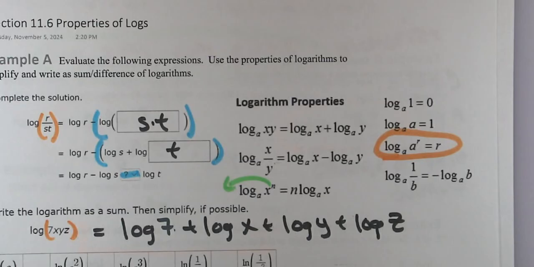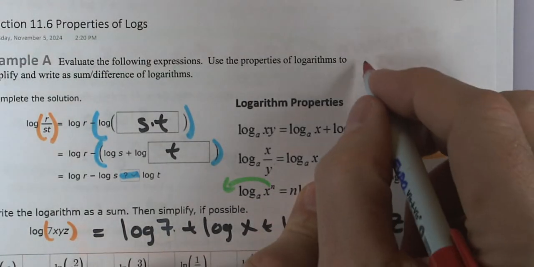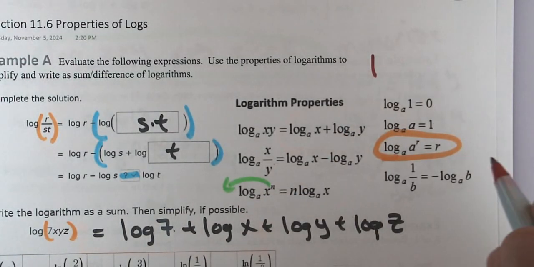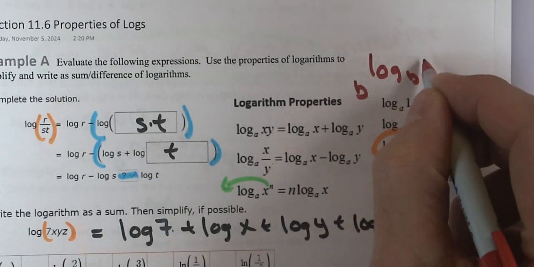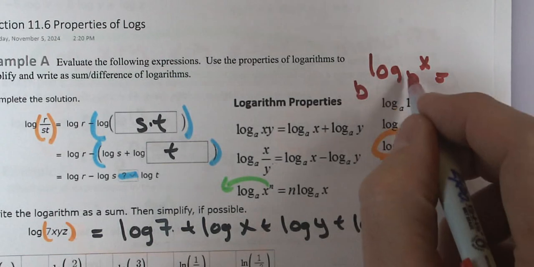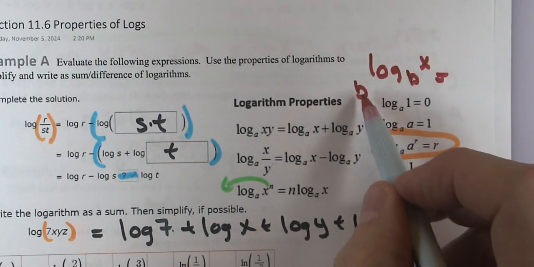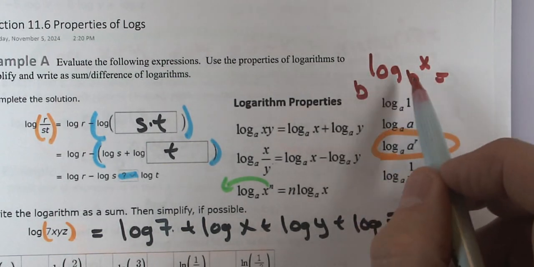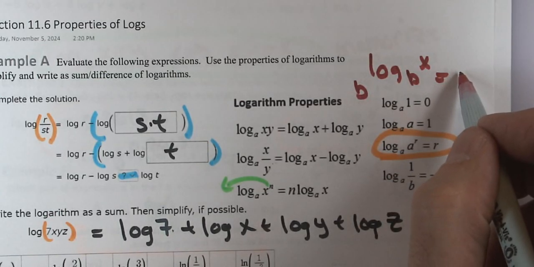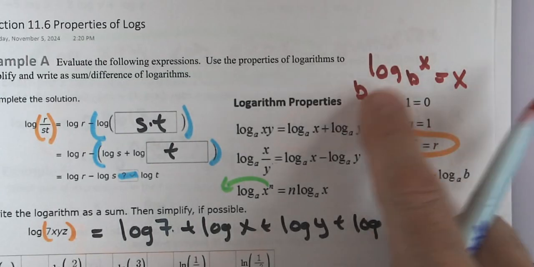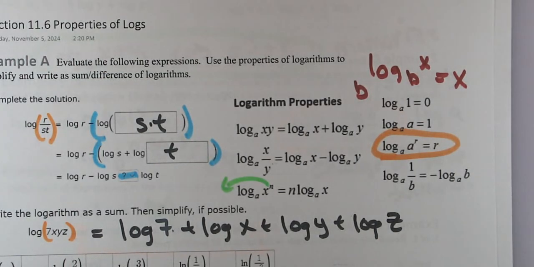But I guess the additional property that I need to put here would be this one. B to the log base b of x. So the base of your exponential function and the base of the log are the same. What am I going to get here? What should I write? X. These operations cancel each other out because they're inverse functions.